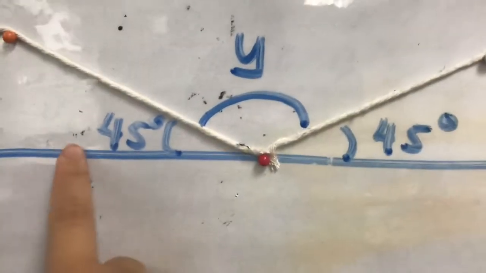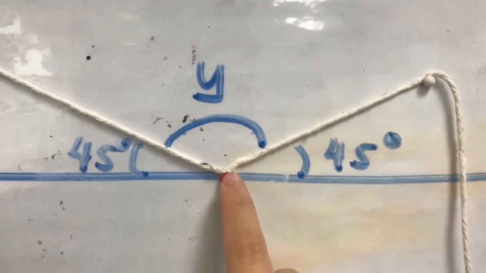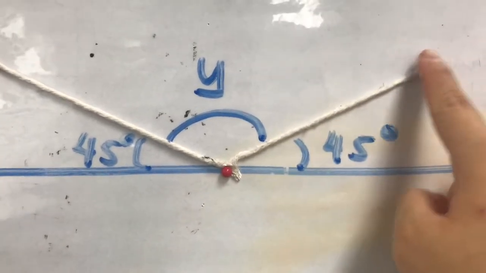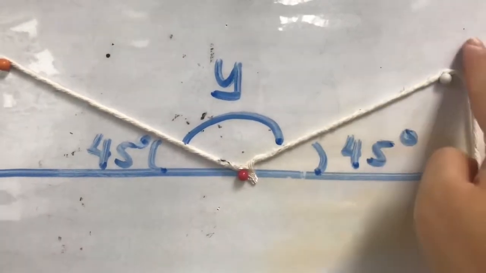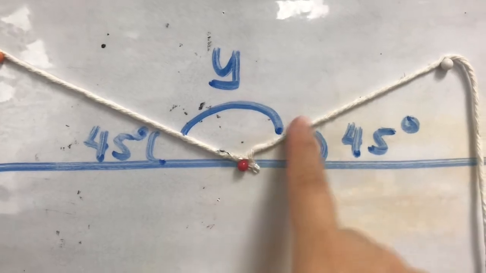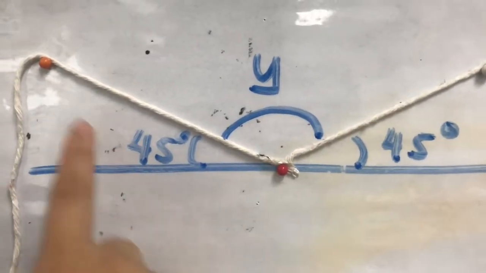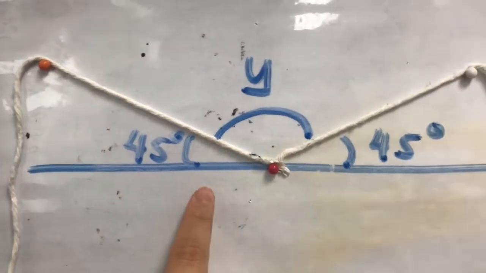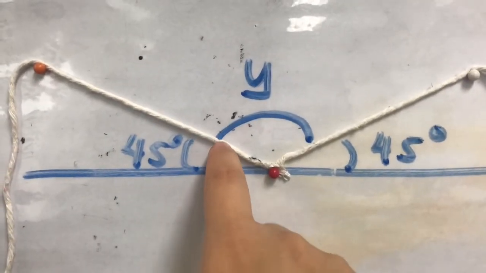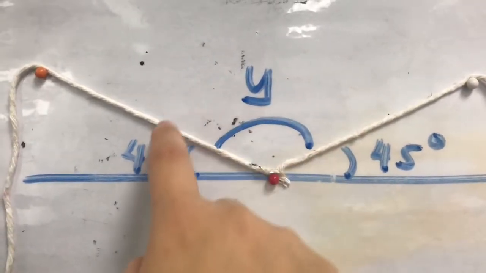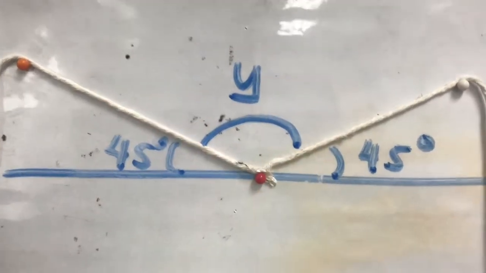So let's try another question over here. Again, we have a straight line, and at this point this angle goes this way. This is a bit tricky because there are two sides, two angles. Over here, this angle from here to here is 45 degrees, and over here, from this angle to this angle, we have 45 degrees. And we have to find out what the angle y is. So how do we calculate angle y?